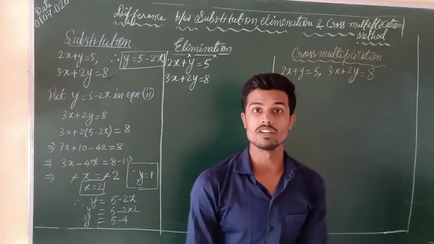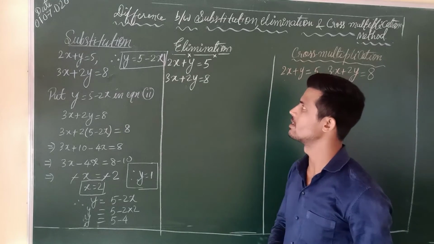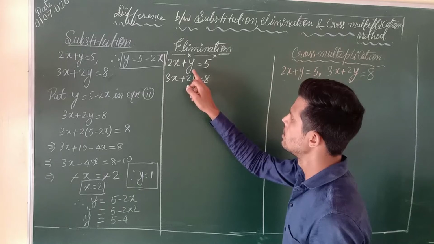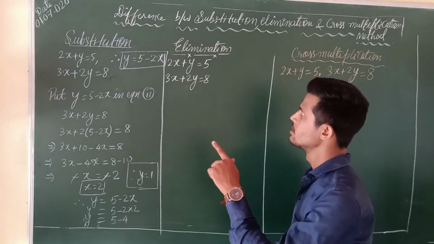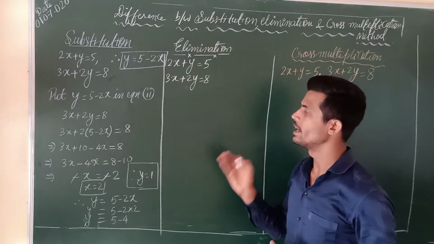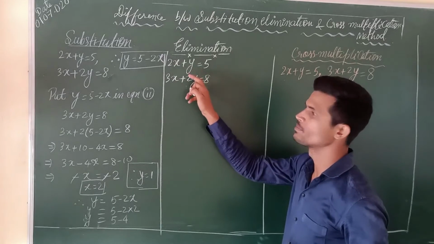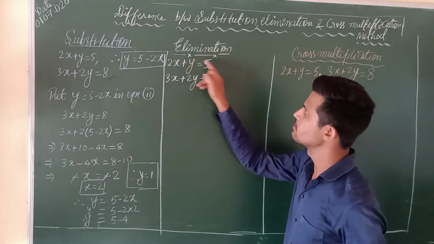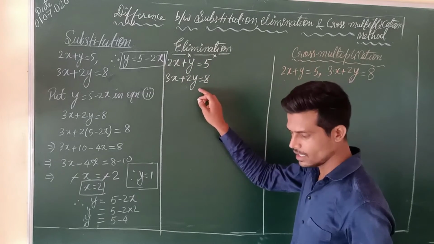Now the second method, that is the elimination method. What we do for the elimination method: first of all we equalize the coefficient of x or y, not both. Only x or only y. Here is 2x, here is y, here is 2y. Suppose you want to equalize the coefficient of y. Here it is 2, so here it should be 2. So we can multiply equation 1 by 2, and equation 2 by 1.